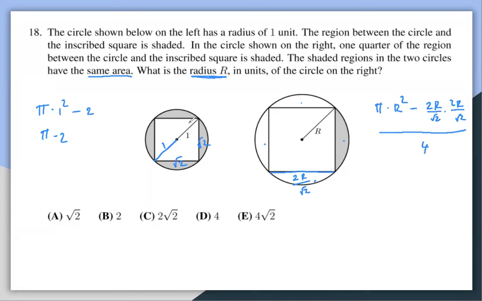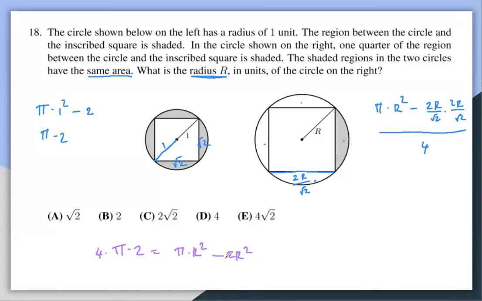So let's simplify this. As the next step, I have pi minus 2. So you do get pi r squared. I can multiply both sides by 4. And minus, 2 times 2 is 4, and 4 over 2 is 2, so minus 2r squared. And what else do we have? Nothing else. So this is 4 pi, and this is 2r squared.